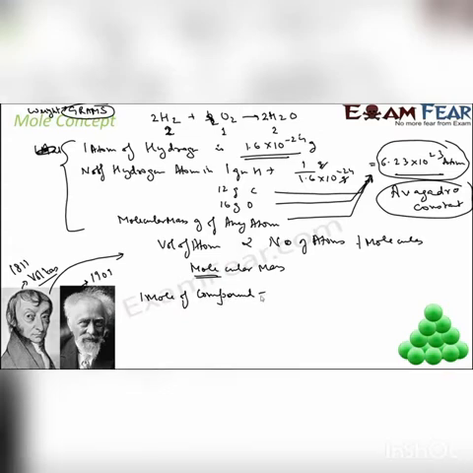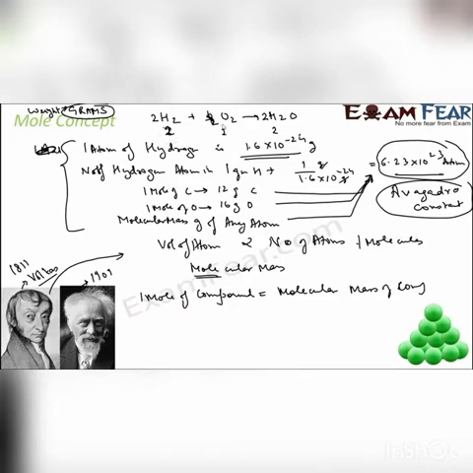1 mole of compound is nothing but molecular mass of compound. That means 1 mole of carbon will be equal to 12 gram of carbon. 1 mole of oxygen will be equal to 16 gram of oxygen. So in this reaction, instead of saying 2 molecules of hydrogen react with 1 molecule of oxygen, you can say that as well.